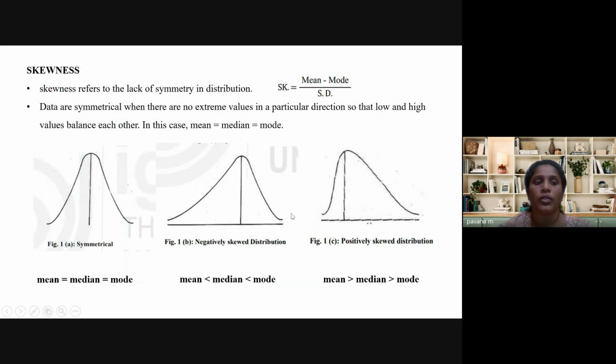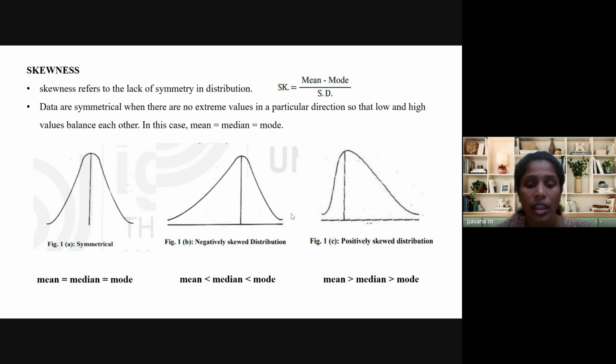Okay. So skewness refers to lack of symmetry in distribution. How can you measure the skewness? Mean minus mode by standard deviation. So you just see these three diagrams, graphs. First one, symmetric. Symmetric means when that particular point has mean, median, and mode in equal range, then that particular point is called symmetric nature. So that is shown in the first diagram.